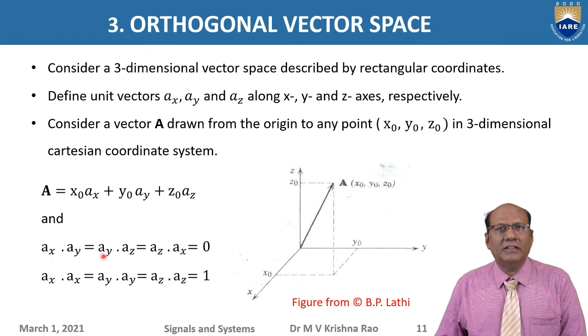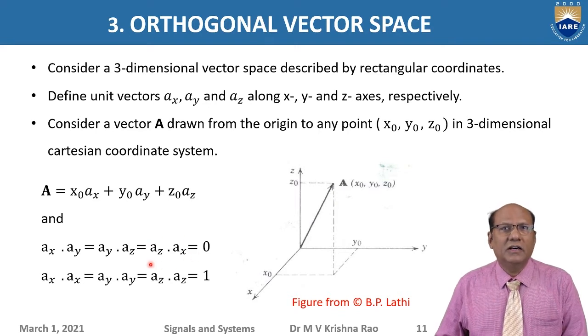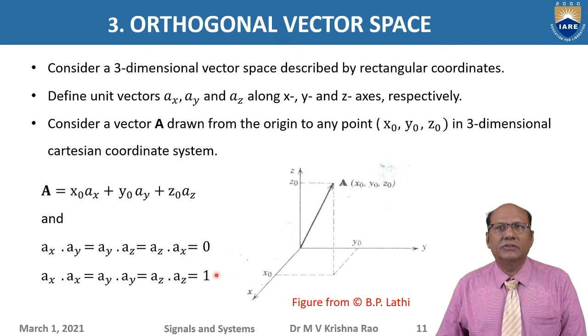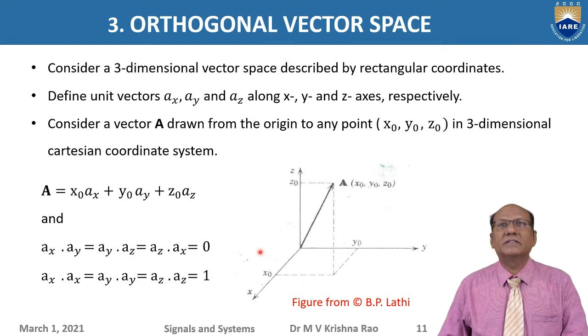So if you take the cross terms, ax dot ay is 0, ay dot az, az dot ax. These cross terms, the scalar products of these unit vectors, are all zeros. And ax dot ax is basically the length of the vector. Because it is a unit vector, the length is 1 here, and similarly ay dot ay and az dot az are also equal to unity. So this is the description of this coordinate system.